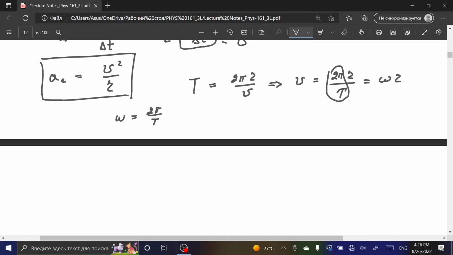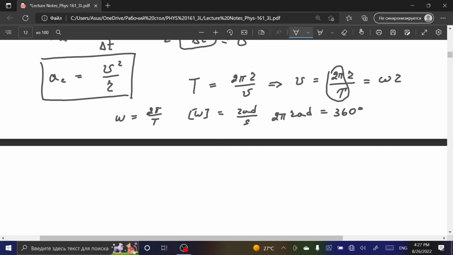Keep in mind that the units for angular velocity are radians per second. So 2 pi radians is equal to 360 degrees, which means we have a whole circle.